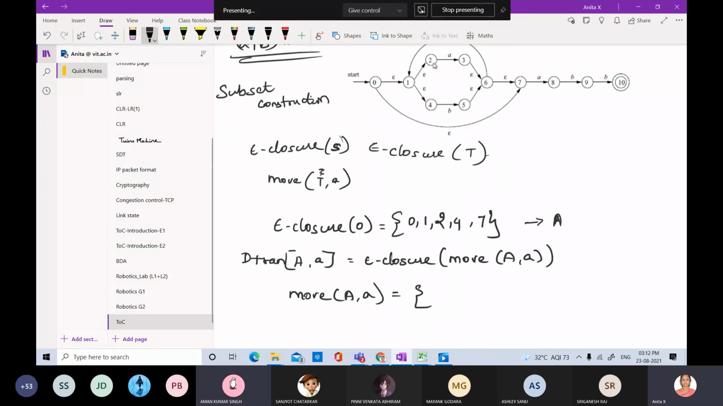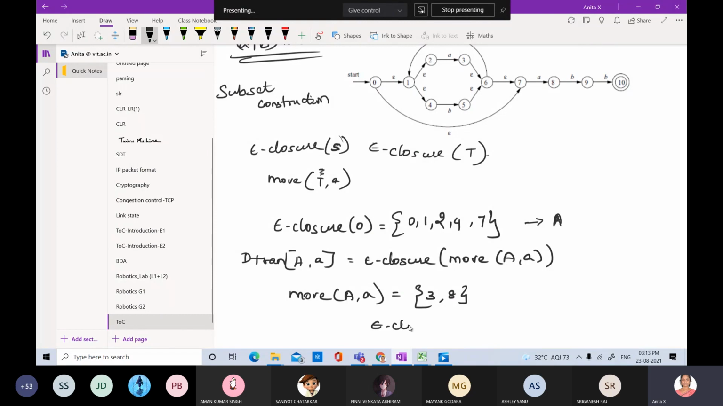No. From 2? Yes. Where am I reaching? 3. Right. So here again, next is 4. From 4, is there any transition on input symbol A? No. Right. From 7? Yes, I'm having a transition to 8, right? So it's going to be 8. So move of A comma A is nothing but 3, comma 8.